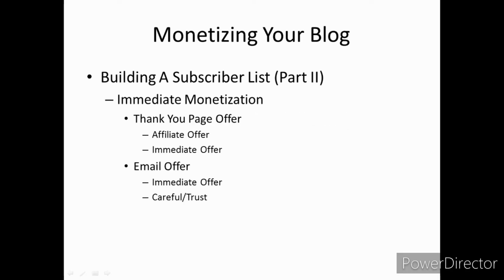Okay, in this video we're going to be talking about immediate monetization of your subscriber list. Now, we've already talked about the fact that you're going to want to have an autoresponder where you have people opting in to get something very special and immediate, beneficial and important to them in order to get their names and email addresses so that you can email them later.